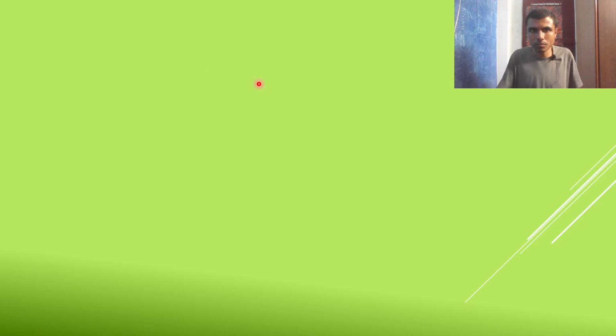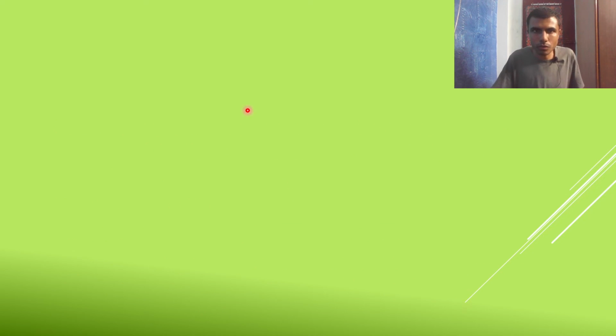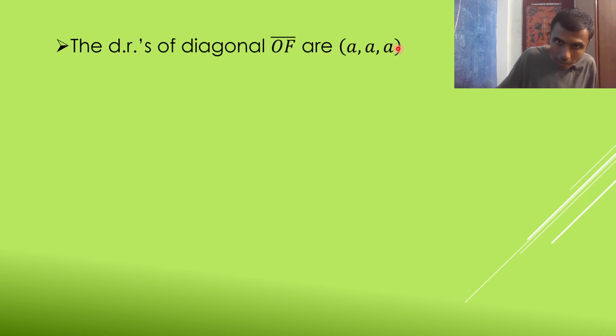I know the vertices of each one. To find the angle between two line segments, I just need to know their DRs. So let's find the DRs of OF. F is (a, a, a) and O is (0, 0, 0). So the DRs of OF will be x2 minus x1, y2 minus y1, z2 minus z1, so a minus 0, a minus 0, a minus 0. It's going to be a, a, a.